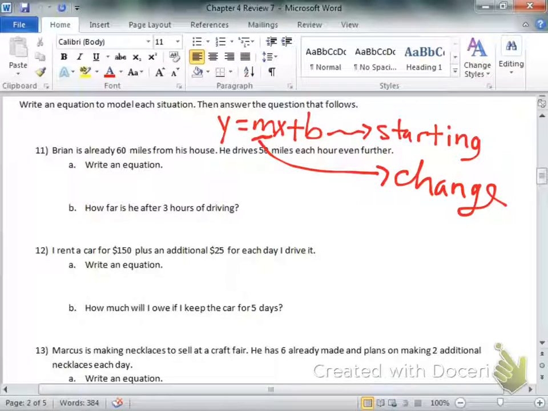So number 11 says Brian is already 60 miles from his house. He drives 50 miles each hour, even further. So what is the starting number? Read it again if you're not sure. Where does he start? 60 miles away. That's the b. And then every hour his total is going to change 50 miles. So that's the m. That's how you tell the difference. b is where you start, m is how much it's going up or down each time something happens. So each hour.